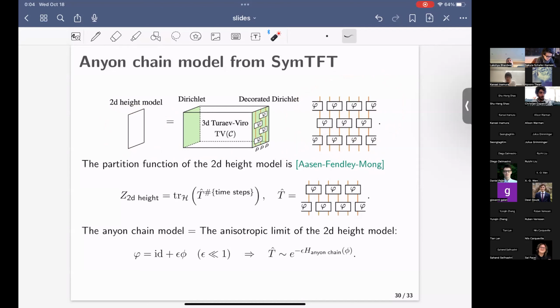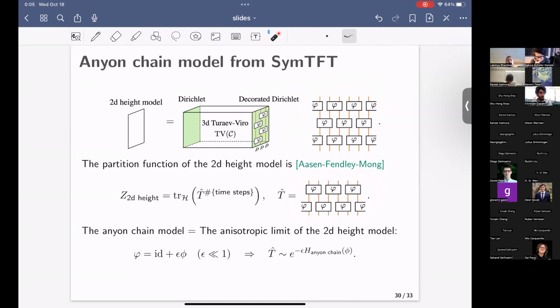And the partition function of this two-dimensional height model can be expressed by using the transfer matrix. So here we choose the imaginary time direction as the vertical direction of this figure, and the transfer matrix T hat is a transfer matrix in this direction. And here the trace is taken over the vector space H, and this vector space H is the state space of the anyon chain model. And the transfer matrix acting on this vector space is represented by this fusion diagram. So this fusion diagram is a minimal unit that constitutes the topological defect network that we draw on the right boundary. So this means that the topological defect network on the right boundary directly determines the transfer matrix of the corresponding two-dimensional statistical mechanical model.